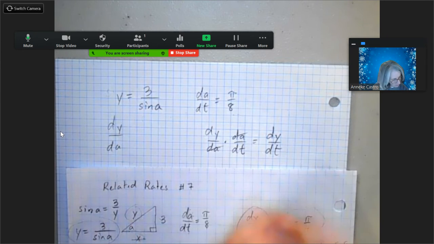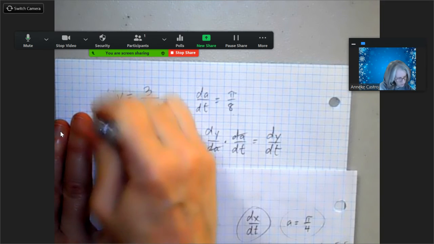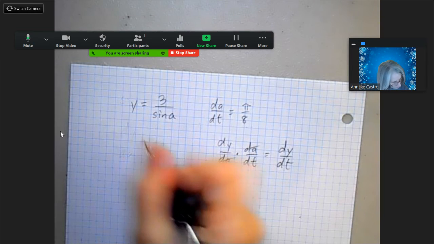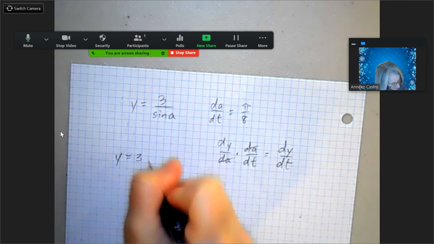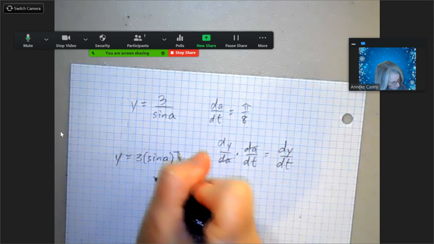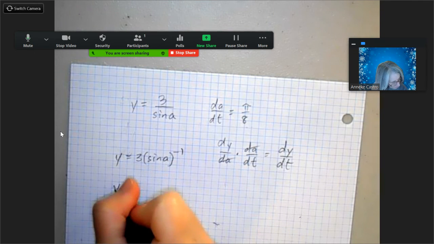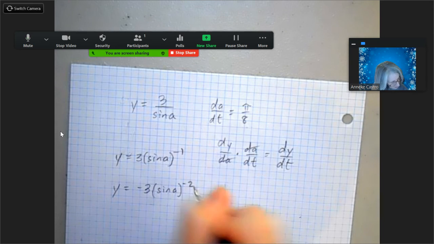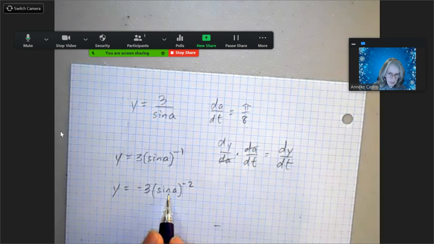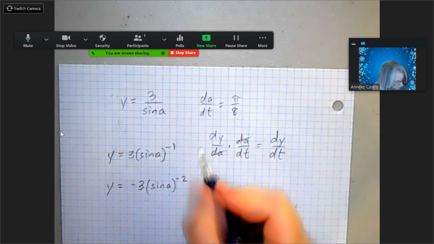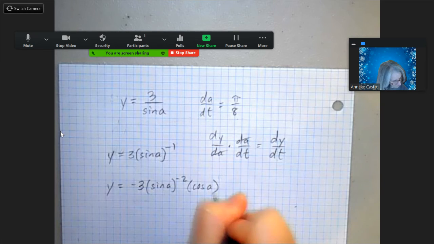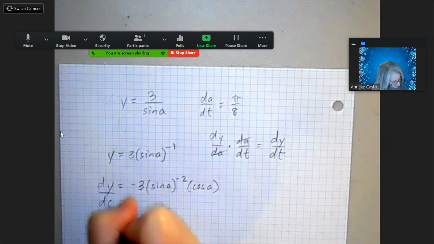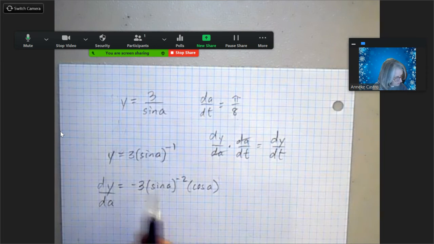Okay, so let's first rewrite it. Actually, before I find its derivative, let's go ahead and rewrite it. I don't need that piece of paper anymore. So I'm going to rewrite this as y equals 3 times sine a to the negative 1. And then I'm going to have negative 3 times sine a to the negative 2. Using my chain rule, I need to multiply by the derivative of sine a, which is cosine of a. Okay, and that's my dy dA. Don't want to forget that. So this is my derivative.